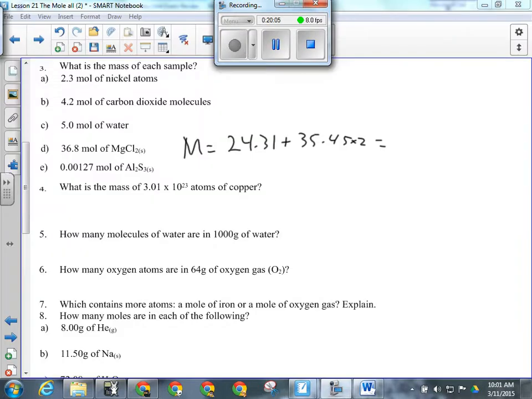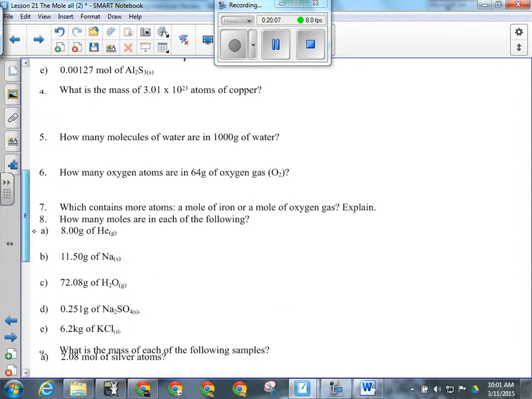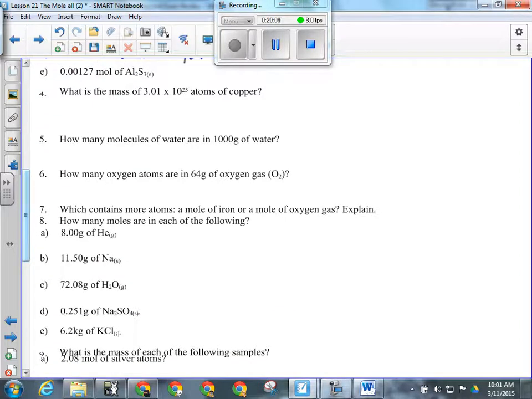Okay, real quick here, guys, just listen up. Good question just came up. If you're not here yet, okay, number 6 has a slight trick in it. Okay, number 6 is asking you how many oxygen atoms are in 64 grams of oxygen gas. But oxygen gas is a what? Yeah, it's also a molecule written this way, right? It's 2 atoms bonded together.